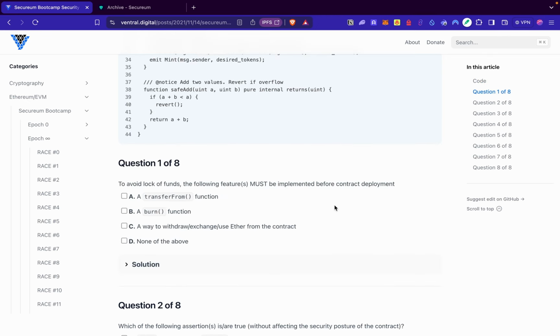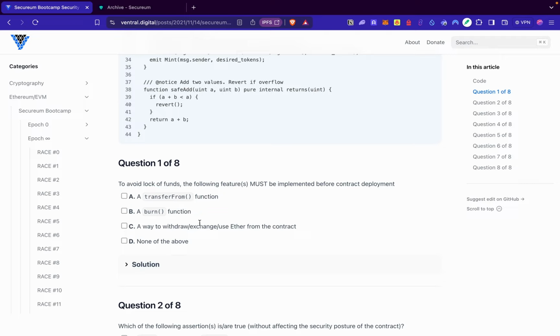So coming to the first question now: to avoid lock of funds, the following features must be implemented before contract deployment. A. A transferFrom function. If you remember from the ERC20 token, a transferFrom function allows a third party to transfer the amount from the owner's account to the receiver's account based on the amount that the owner has allowed the third party to spend on their behalf. So a transferFrom function wouldn't really help with the lock of funds. So this is false. Next, B. A burn function. A burn function wouldn't also really help with the lock of funds. So this is also false.